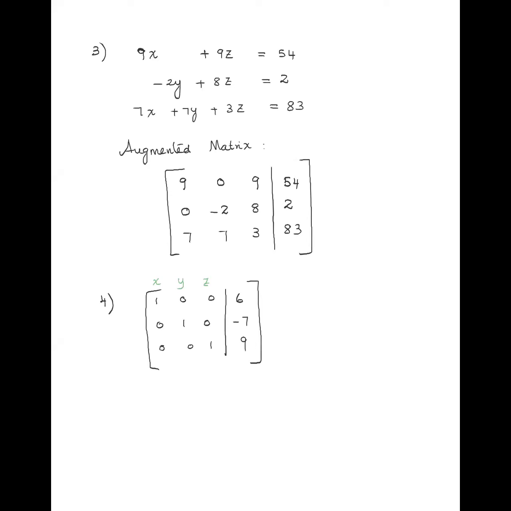So from this one, I can write x equal to 6 because y and z are 0. The second one, there is no x and z, so y is going to be -7. And the last one, we get x is 0, y is 0, and z is going to be 9.